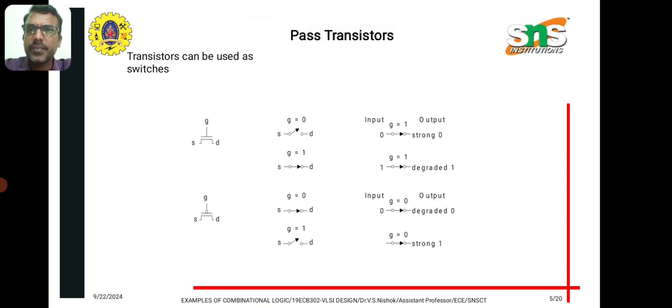So in this case, if S equal to 0, then the output will also be a strong 0, and if S equal to 1, then the output will be a degraded 1. Similarly, coming to the PMOS transistor, when G equal to 0, based on the PMOS structure, the transistor will be switched on and the signal from S will pass towards D. Then based on the S input, if S equal to 0, output will be 0, and S equal to 1, output will be a strong 1. This is the case for the pass transistor.